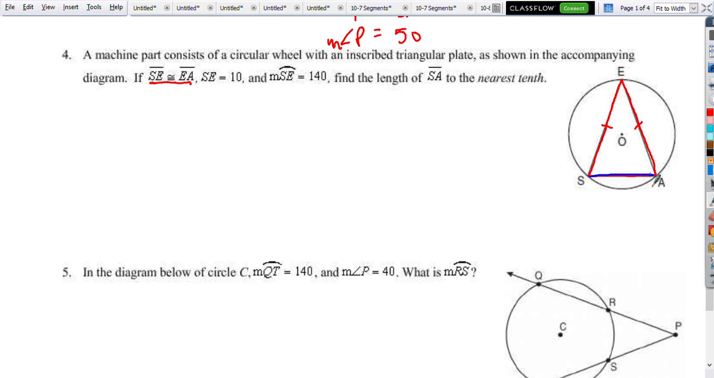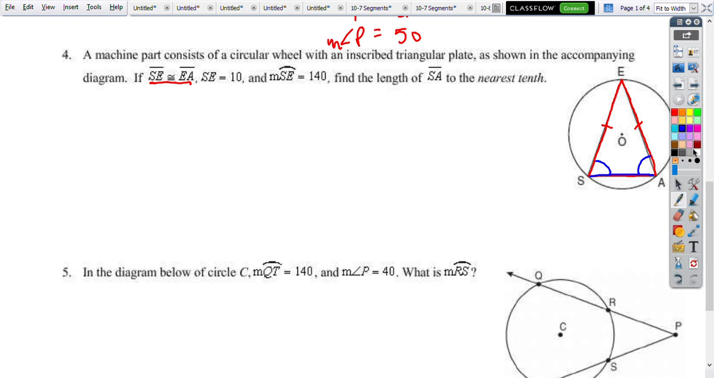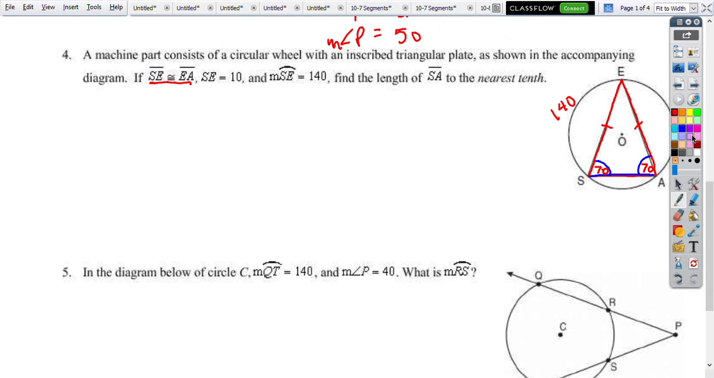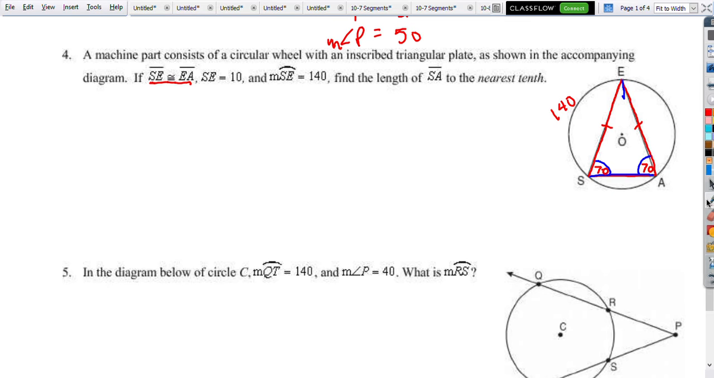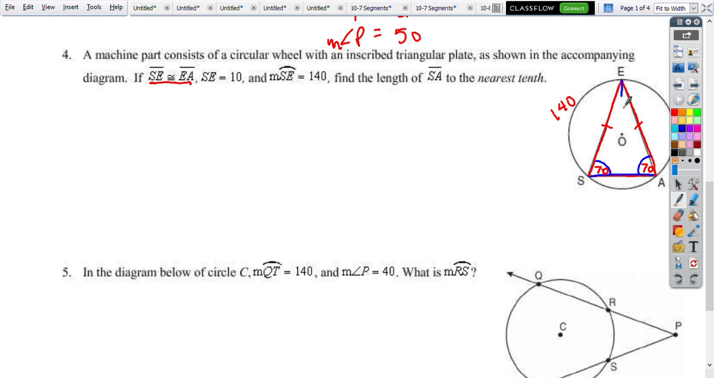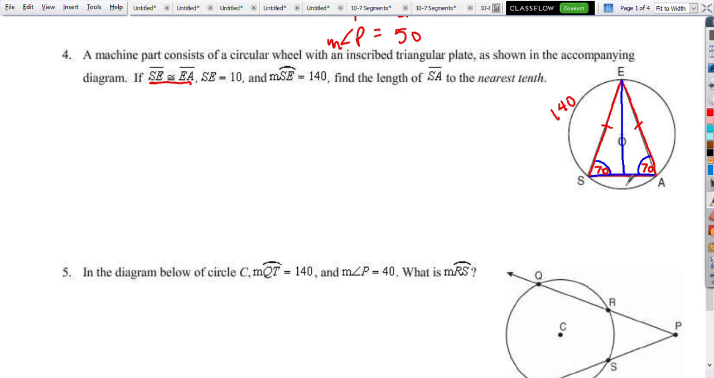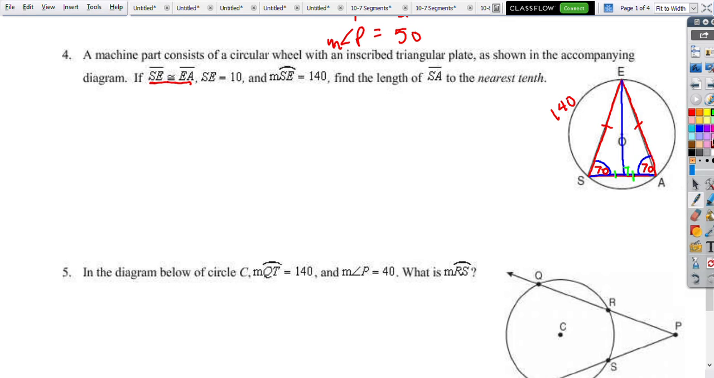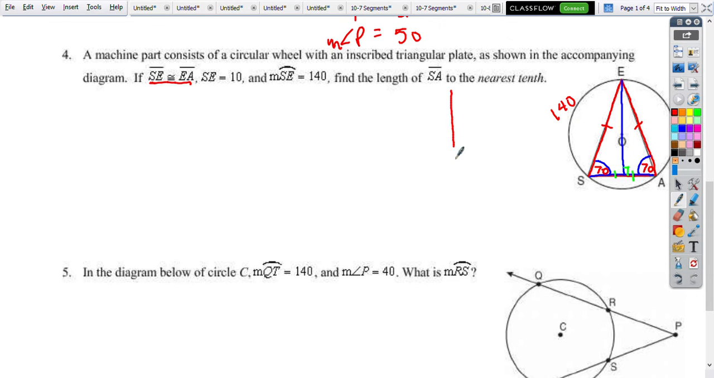Since these two sides are equal, this is an isosceles triangle, and these two base angles are equal. Now I know this arc, SE, is 140, so this angle is inscribed. So this is 70, which makes this 70. If I'm looking for SA, I'm really going to pay attention to the triangle now. So what I want to do is drop an altitude from E straight down. And what happens is this is going to create a perpendicular bisector. So I'm really looking at this triangle.